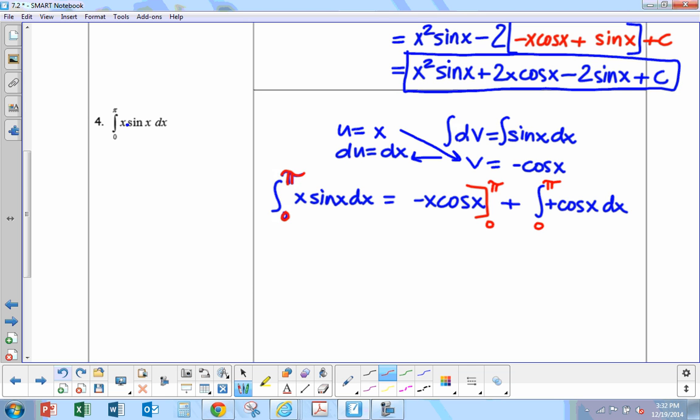Okay, so the bounds work just like they have for any other integration piece. You always do top minus bottom. So negative pi times cosine of pi minus negative 0, which zeroes that out, times cosine of 0.